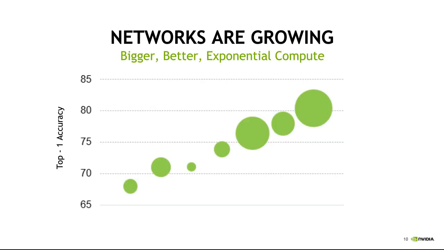And I want to point out this growth in size and complexity. If I look at this chart, it's by design pretty simple, but it's accuracy versus network size, and over time. The size of the network is the bubble size. And the top right there is about 50 million parameters. It's a ResNet-like network. It's very high performance. It's about 40 gigaops per inference. But things are moving on.